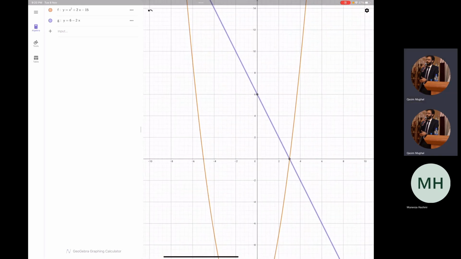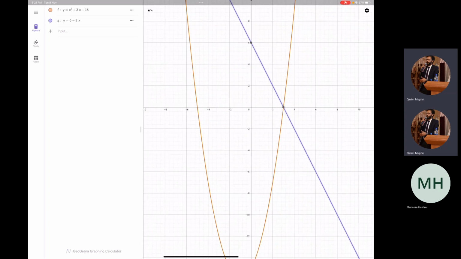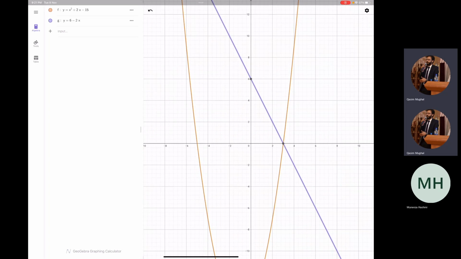Okay, but you should be able to see this one over here because that's in the range of normal scale. That's 3 and 0. Okay, this is what we need to tell about that. Okay, the next is write down the set of the values of x for which f of x is greater than g of x.